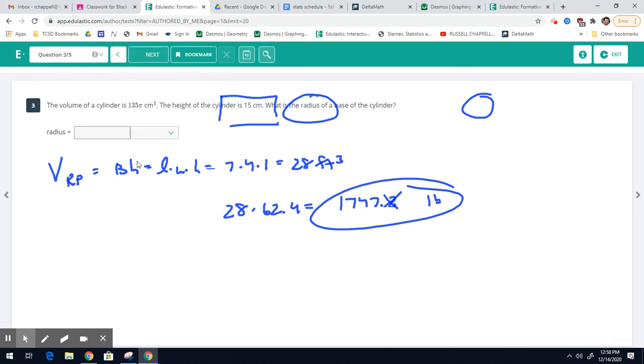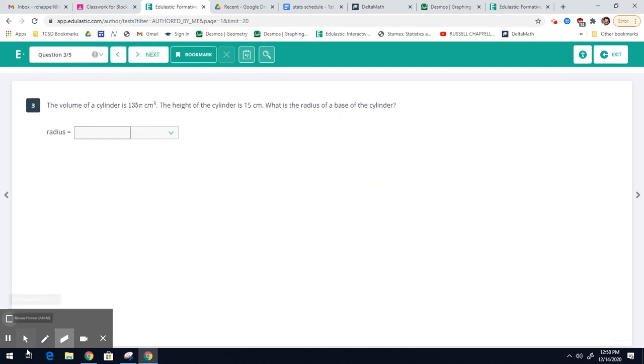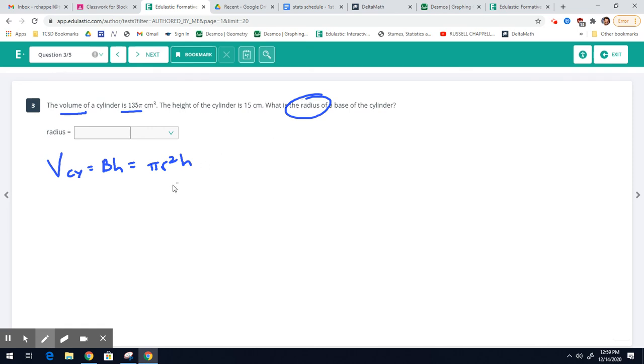Okay, last one on this video. Let me erase that. There we go. So it says the volume of a cylinder is 135 pi cubic centimeters. The height of the cylinder is 15 centimeters. What is the radius of a base of the cylinder? So this is actually a working backwards question, right? It involves a cylinder. So volume of a cylinder is area of the base times the height. That is pi r squared h. So in this case, they give us the volume. We need to find the radius. So this is like a working backwards question. It's a true algebra question, all right?